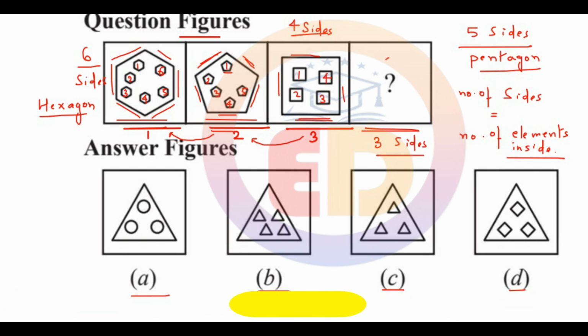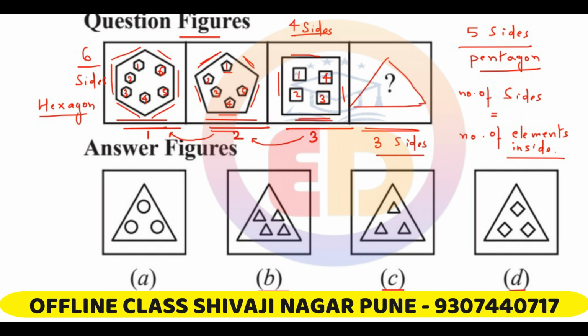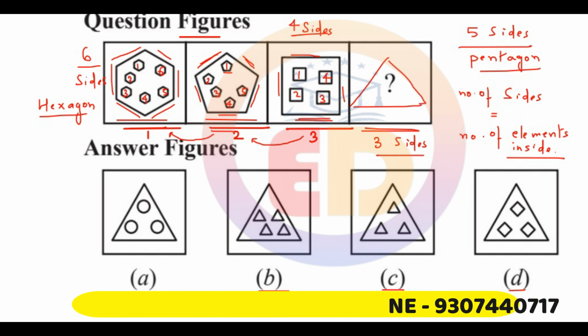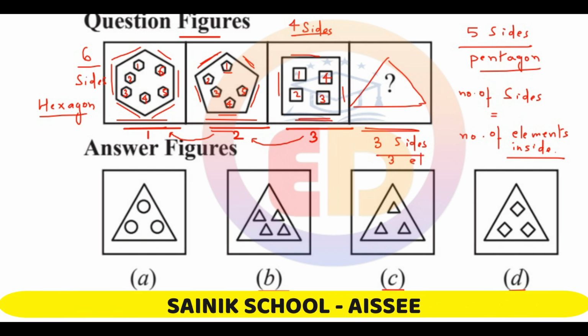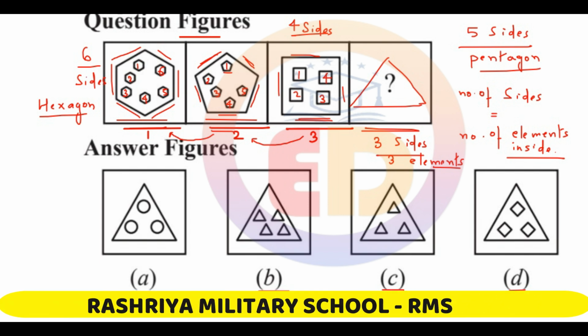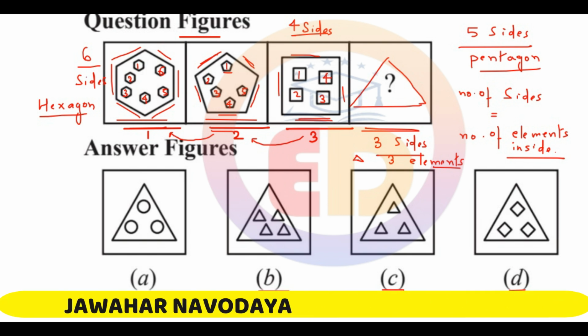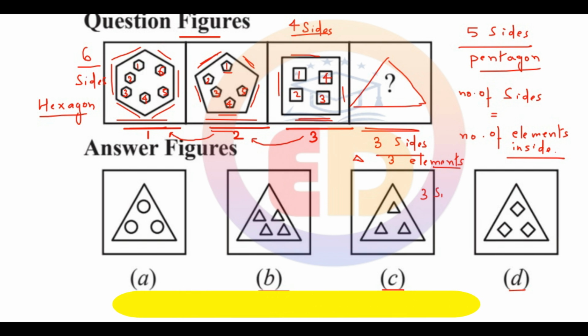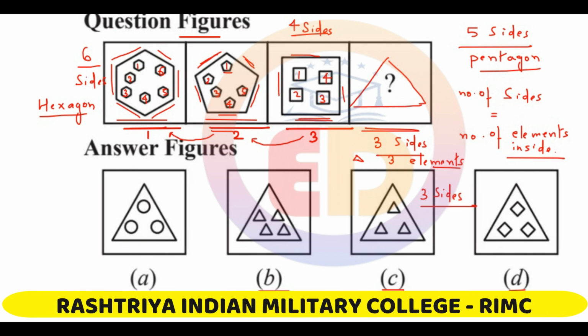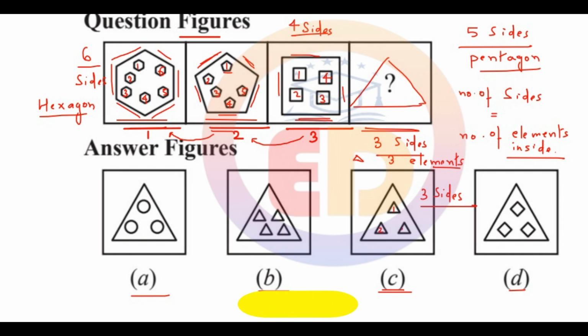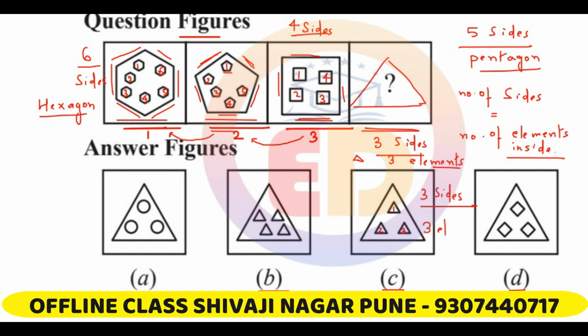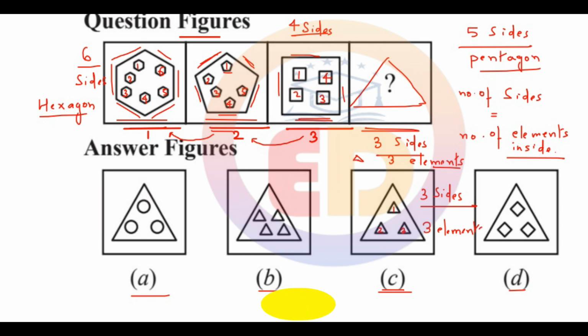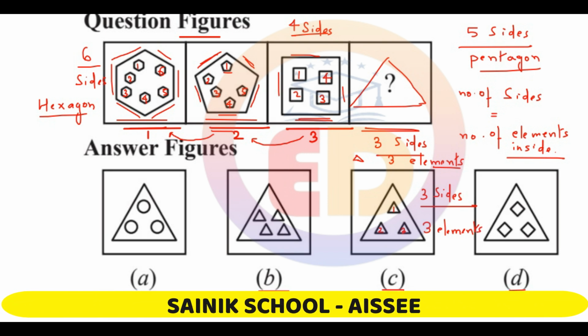A 3-sided shape will be a triangle, and inside this 3-sided shape I will have 3 elements, and these 3 elements should also be 3 triangles. So if I analyze the options, option number C is having 3 sides, which is a triangle, and inside of this there are again 3 same elements. So my answer will be option number C.